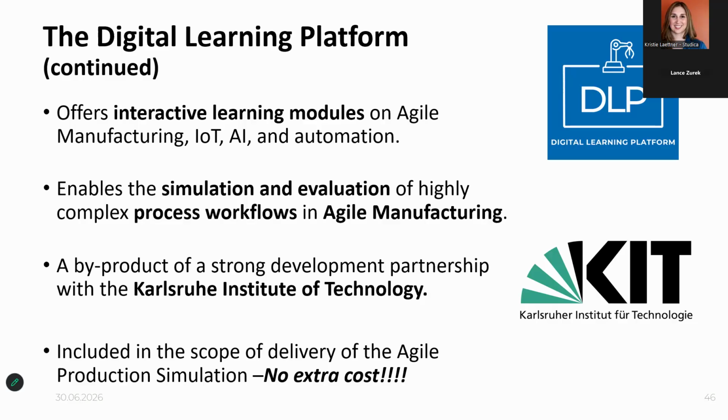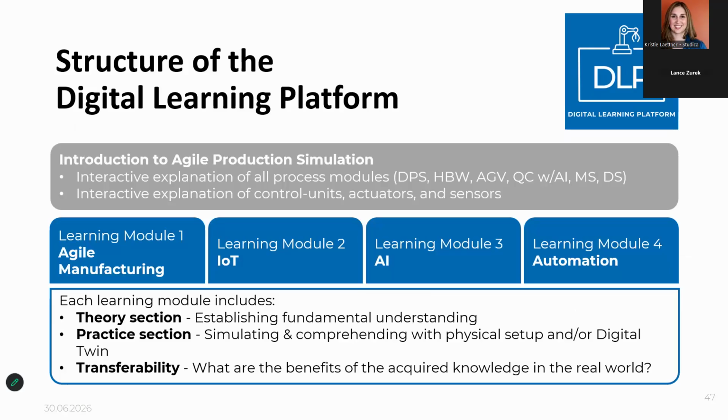Now, this slide provides a nice breakdown of what exactly is covered by the digital learning platform. As you can see here, users start with an introduction to the Agile Production Simulation, and this begins with an interactive explanation of each of the process modules, as well as of the control units, the actuators, and the sensors. Following this, the main instruction is broken up into 4 separate modules, one focused on agile manufacturing, the second on the Internet of Things, or IoT, the third on artificial intelligence, and the last on automation.